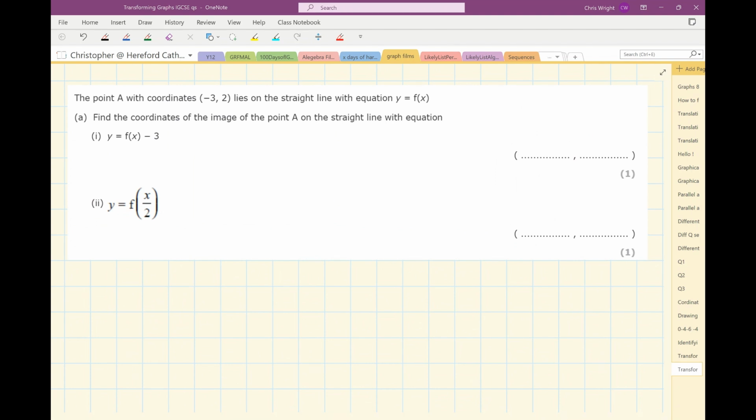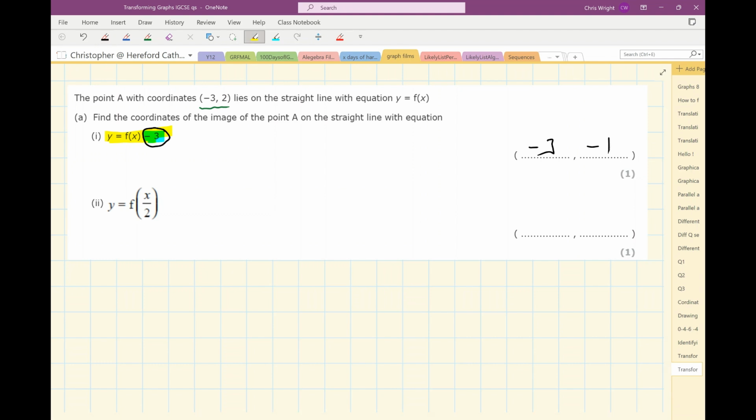Okay, this time we're given the coordinates of a point which lies on the line y equals f of x, and we're asked to find the coordinates of the corresponding point in each of these cases. So this first one here, my change is outside the bracket, so it's going to be a change to the y coordinate. So my x coordinate will remain minus 3, and what's going to happen to my y coordinate is going to have 3 subtracted from it. So it's not going to be 2 anymore, it's going to be minus 1.